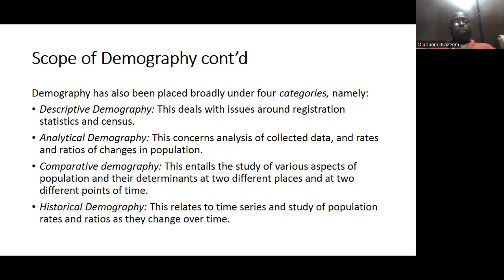Then we also have the historical demography, which relates to time series and study of population rates and ratios as they change over time. Here, for instance, we might look at China. Because China is the most populated country in the world, over time, the population growth has been declining because they are trying to control that population. If you study that, you would see that the population growth rate in China is very, very low. Compared to another country, India, where the population has been increasing geometrically, such that it is projected that in the next, say, 10, 20 years, India would overtake China as the most populated country in the world. So that aspect of demography is what is called historical demography.